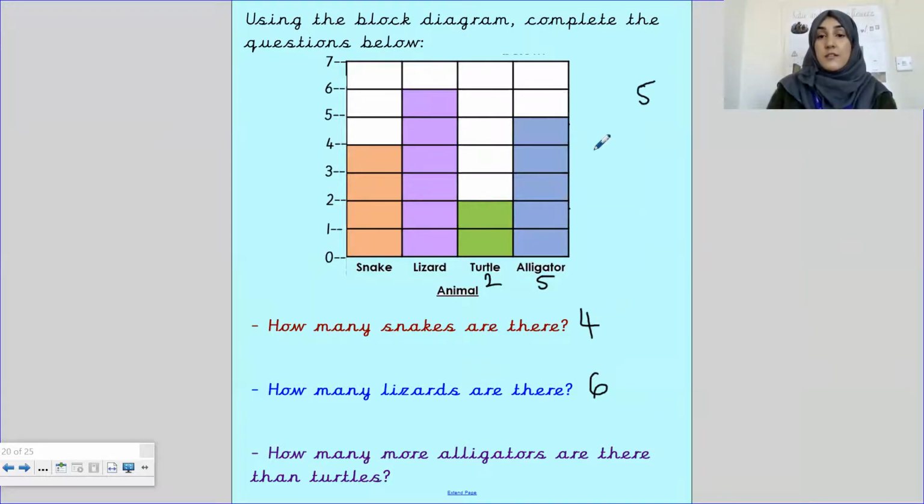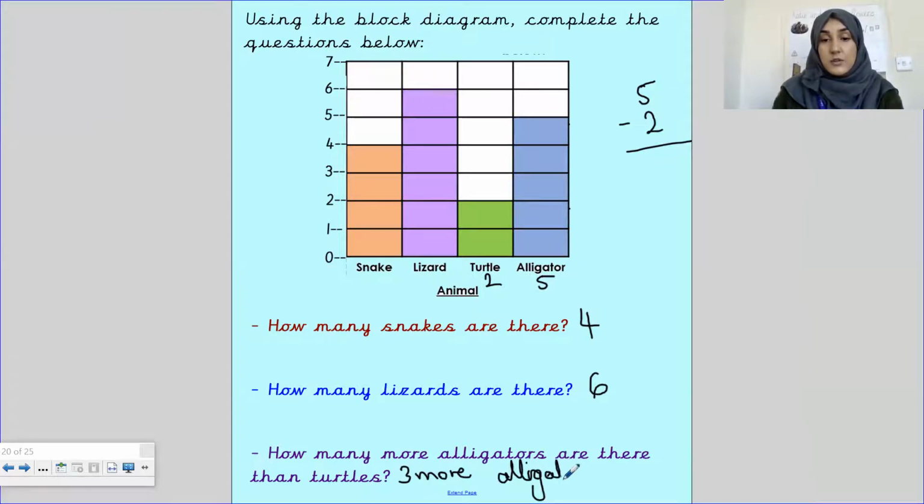How many more alligators are there than turtles? What is 5 take away 2? 5 take away 2. 3. There are 3 more alligators. More alligators. Oh, I forgot the I. Alligators than turtles.